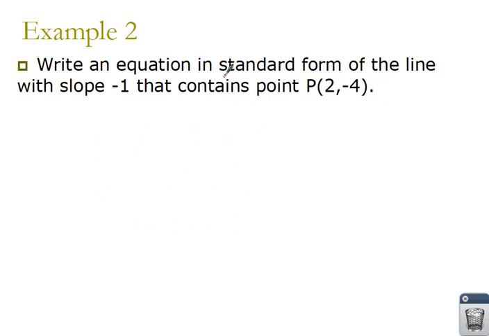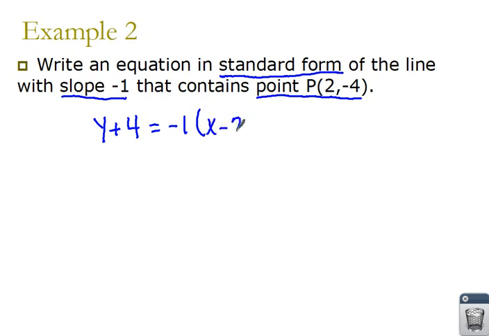Alright, this time we're going to standard form. So we have a slope of -1, point P. They give you a point and a slope, so you start with point slope form. So y minus y1 equals slope x minus x1. There's point slope form. Then we distribute.